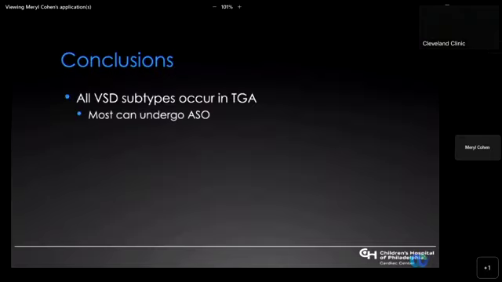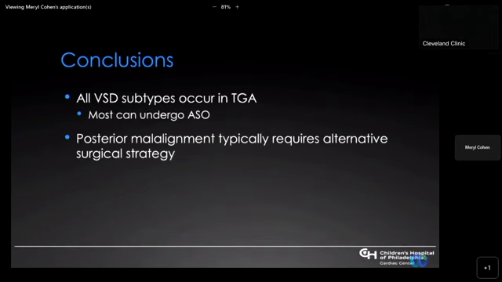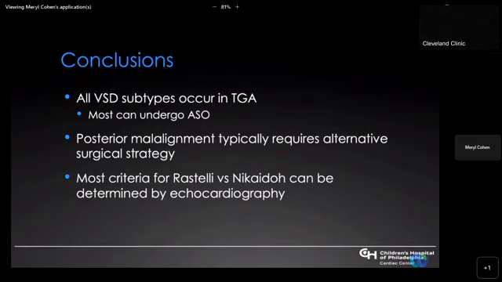So all VSD subtypes can occur in transposition as they can occur in normally related great arteries, and the majority of patients can undergo the arterial switch. Posterior malalignment typically requires alternative surgical strategies. And though you've seen some really elegant 3D modeling in the presentation at the beginning of this session, most criteria for Rastelli or Nikaido can really be determined by echo.